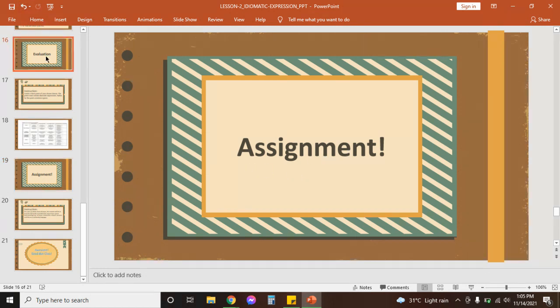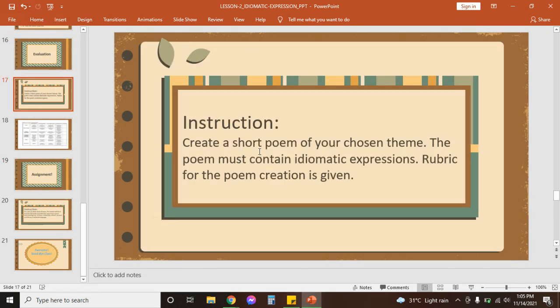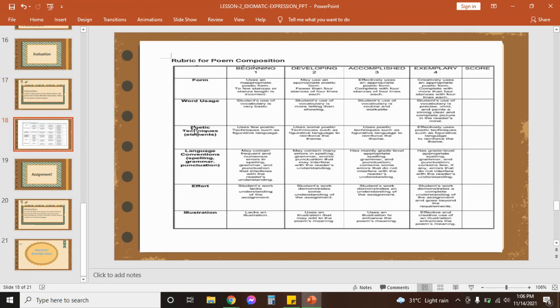For the evaluation, you should create a poem of your chosen theme. It depends upon you what theme you like. Maybe it's all about love or friendship. The poem must contain idiomatic expression. And for the rubric, I will be sending this to you all because you cannot actually read it. It's not very visible. It's too small.